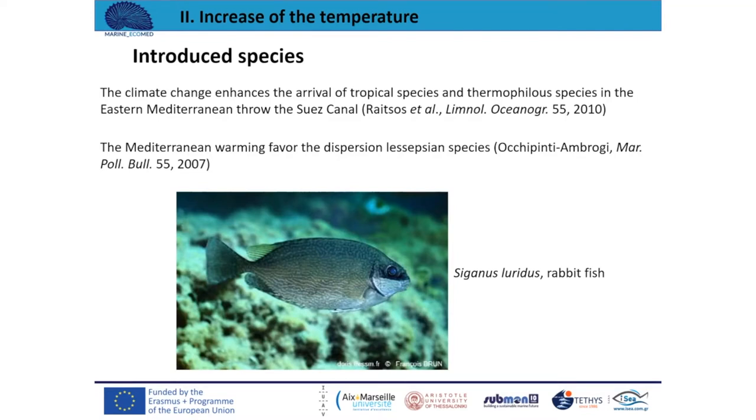In July 2008, a professional fisherman caught a specimen of Siganus luridus in his nets on the French coast. Since this date, no established population has been observed on the Provençal coast, but in the future, we could observe a modification of this distribution.